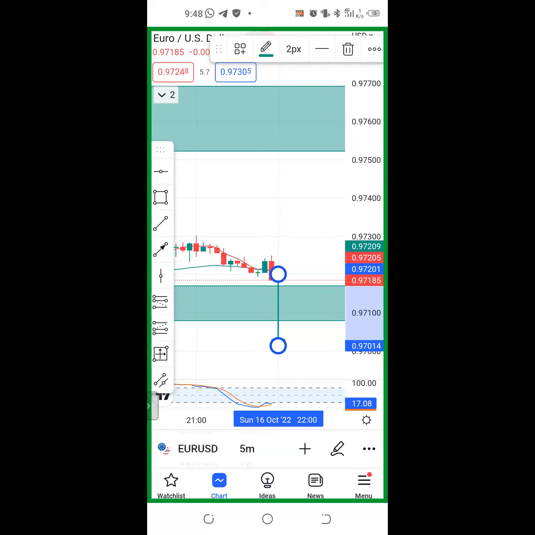If it gives you an evening star, what does that mean? That means it's going for a sell. If it gives you a morning star, meaning it's going back up. So that's how you confirm.